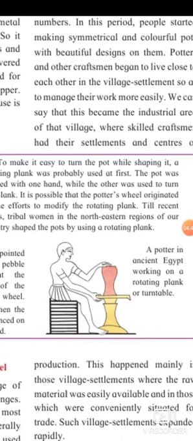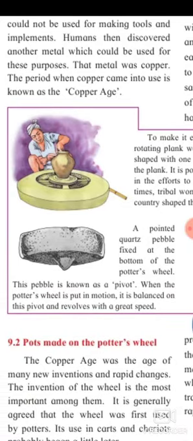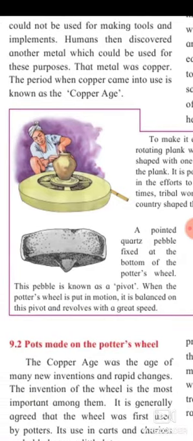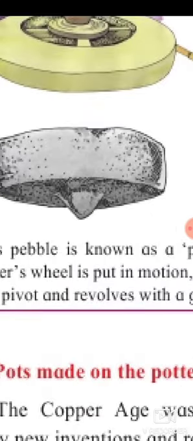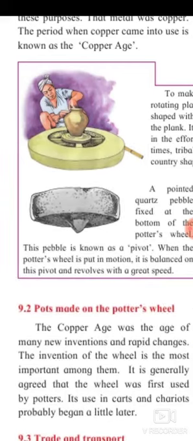This is the Egyptian picture, which shows rotating with one hand and shaping the pot with the other hand. And a pointed quartz pebble is fixed at the bottom of the potter's wheel. This pebble is known as the pivot. This is called the pivot. It can rotate, and then they created the pot.